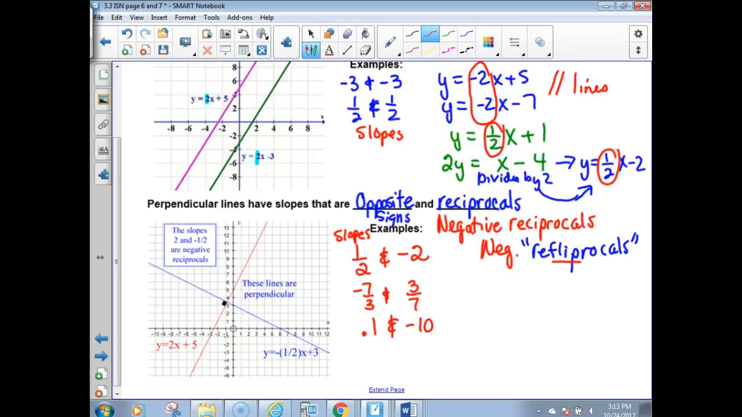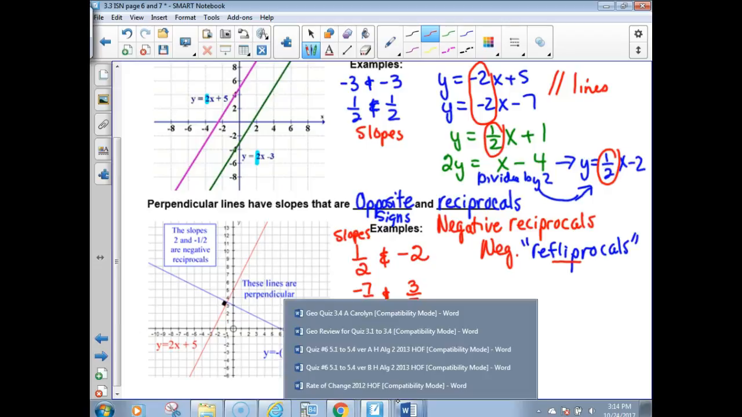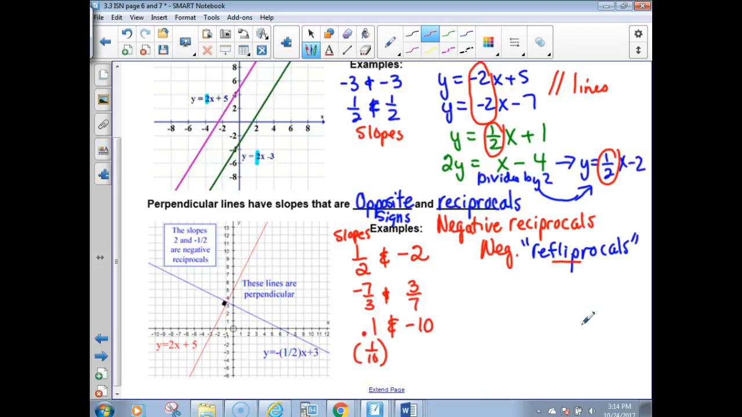It would be -10. Okay, so sometimes if you have a situation where they give you a decimal, you might have to say, wait a minute, what's that as a fraction? Okay, 0.1 is 1/10. You see why that would be 1/10 and -10. All right, so then also you could see it in equation form.